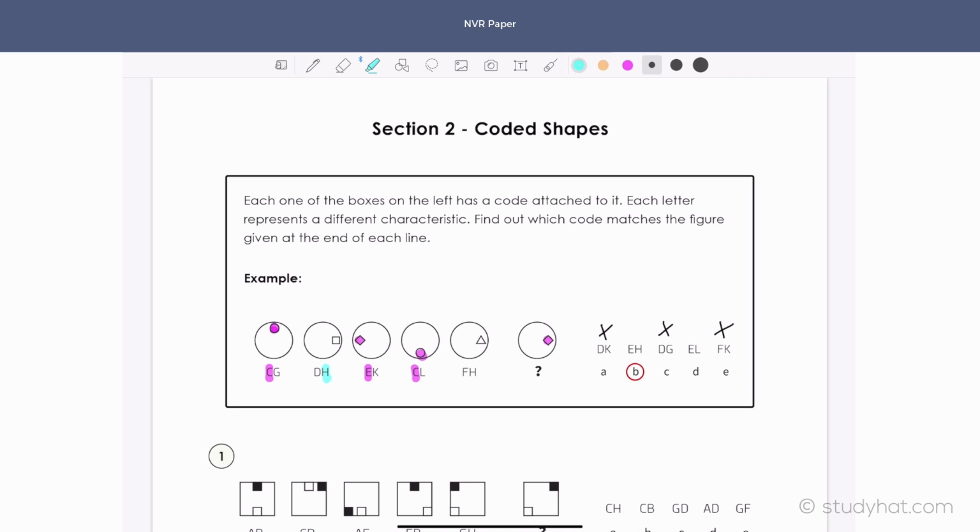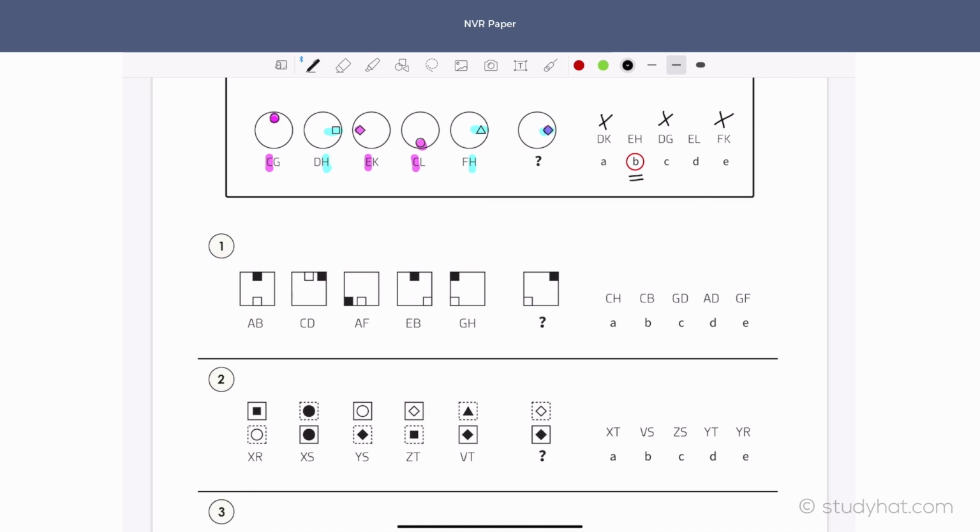So we see 2 that are the same. This has got an H, this has got an H. Now what's in common in here? It's the placement of the shape, on the 9 o'clock, if it was a clock. So here, this is also in the same place. So we're also going to want an H. And for that reason, you can see the answer is B.